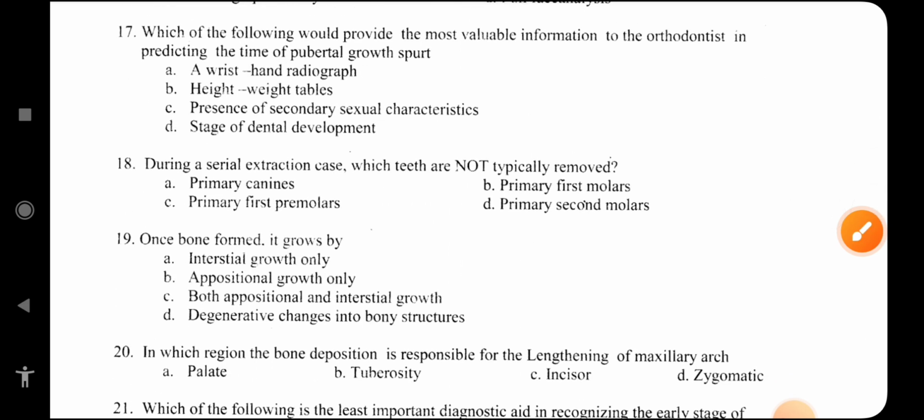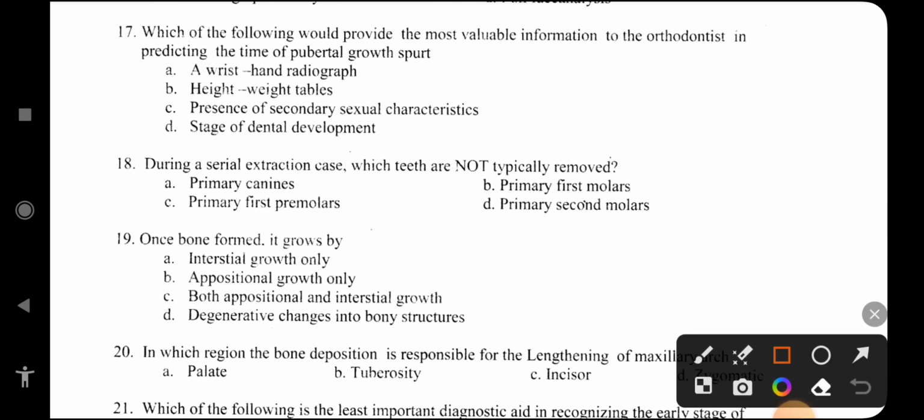Next question is, which of the following would provide the most valuable information to the orthodontist in predicting the time of pubertal growth spurt? Options are a wrist hand radiograph, height weight tables, presence of secondary sexual characteristic, or stage of dental development. And the correct answer is a wrist hand radiograph is provide the most valuable information to the orthodontist in predicting the time of pubertal growth spurt.